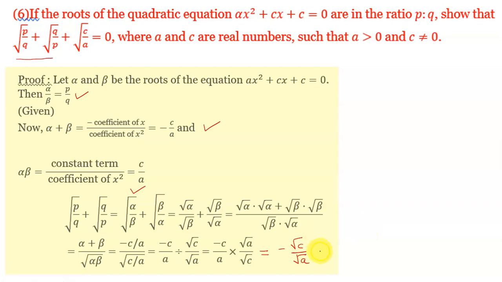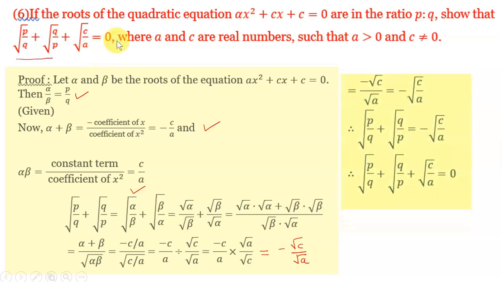and this is nothing but the RHS of this term, that is equals to minus in root of c upon root of a is equals to minus in root of c upon a. Okay, and therefore in root of p upon q plus in root of q upon p, that is equals to minus in root of c upon a. If we take this term to the left hand side, it will become positive, and hence we have proved it.